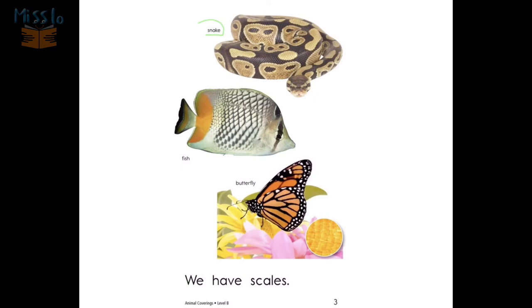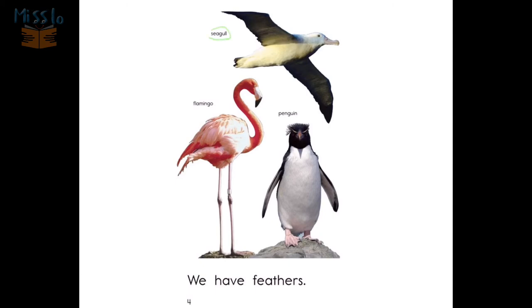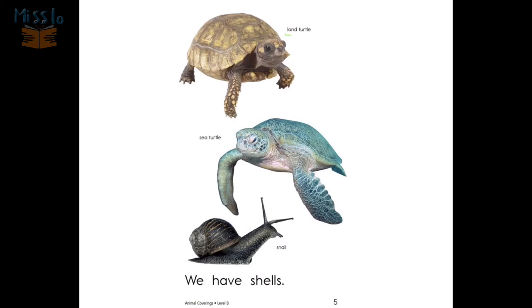snake, fish, butterfly. We have scales. Seagull, flamingo, and penguin. We have feathers. Land turtle, sea turtle, snail. We have shells.